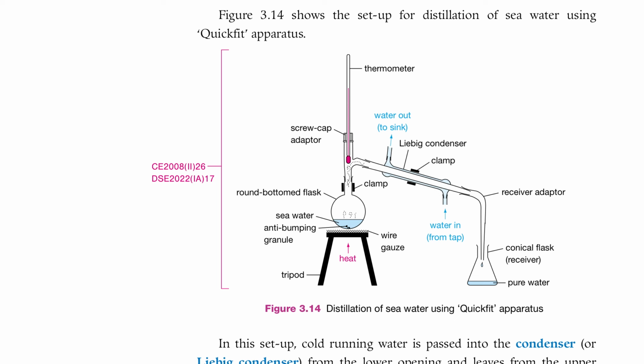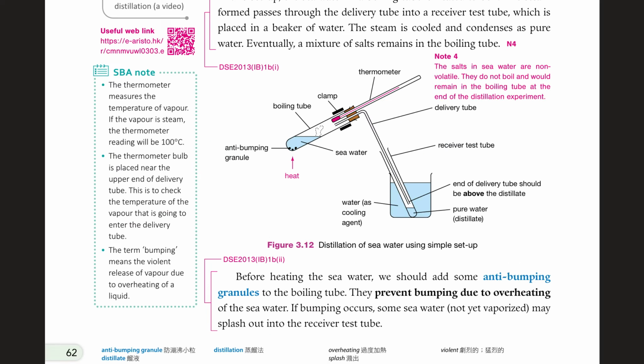In distillation, we will add anti-bumping granules into the solution. The function of anti-bumping granules is to prevent bumping due to overheating. If bumping happens, the seawater may splash out into the receiver test tube. Let's take a look at the diagram of a simple setup of a distillation.